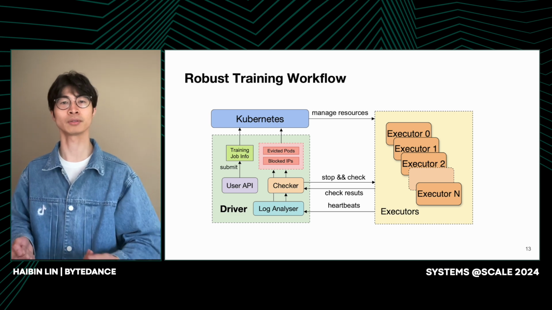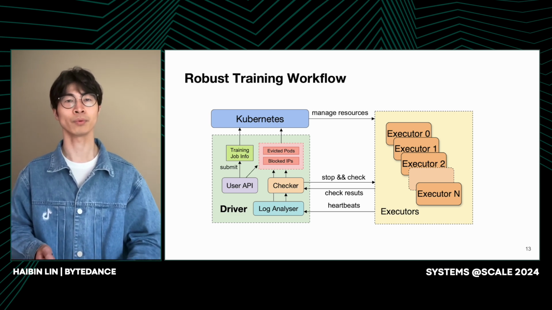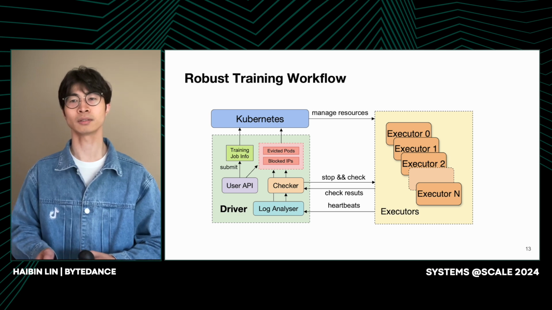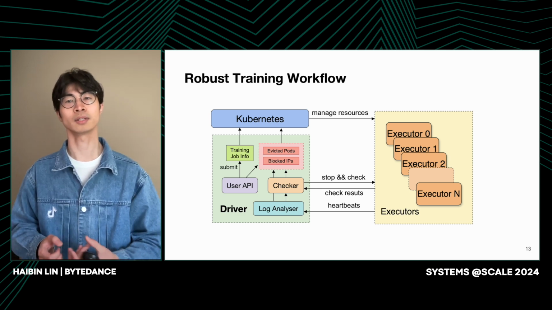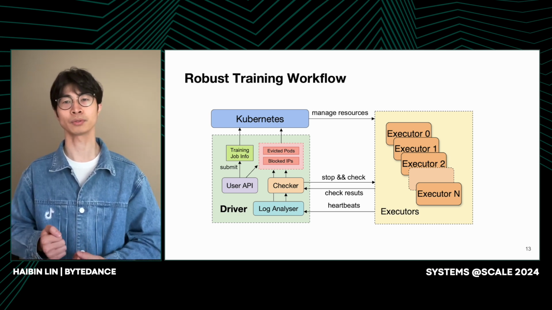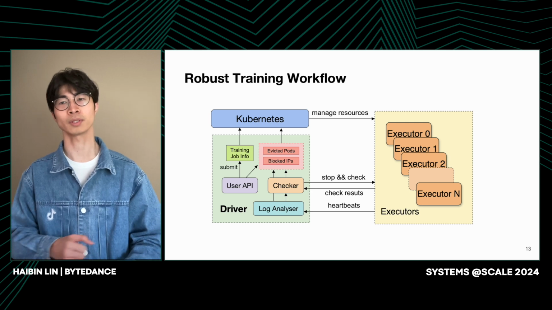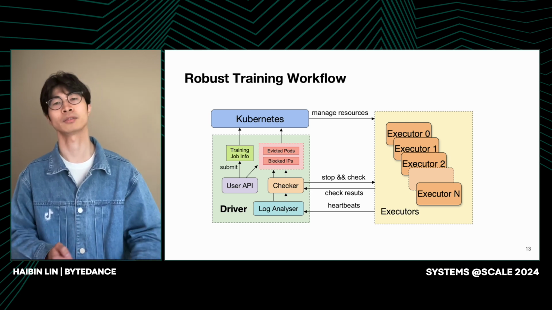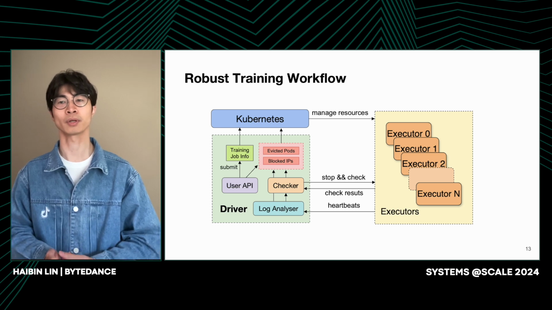And sometimes you can also intervene with a user API to investigate and check the stack traces of all the different GPUs to figure out what's happening and do some human analysis if the automatic robust training framework cannot handle it.